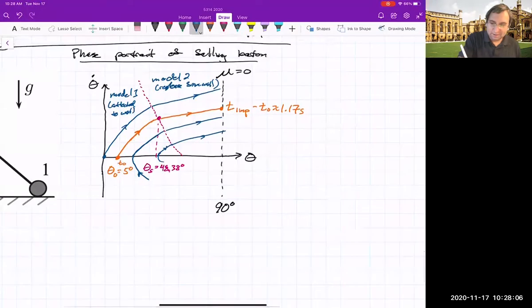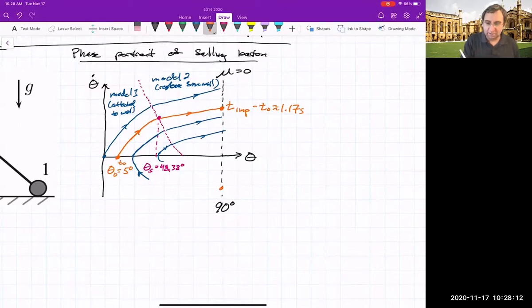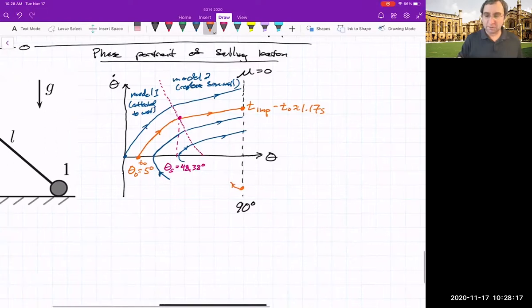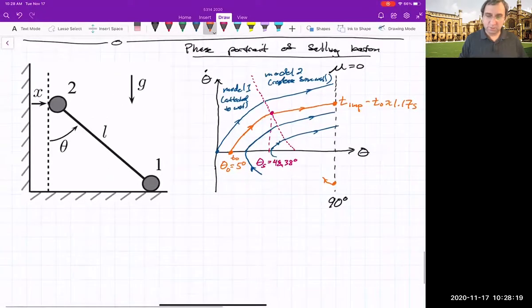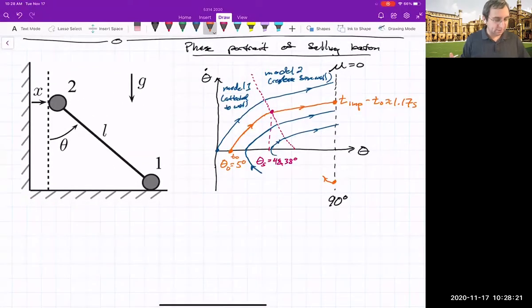That would mean this point up here, theta dot, instantly goes to some kind of negative value, and something else goes on. But let's not think about that. That'll make our head hurt too much. Let's just add friction.